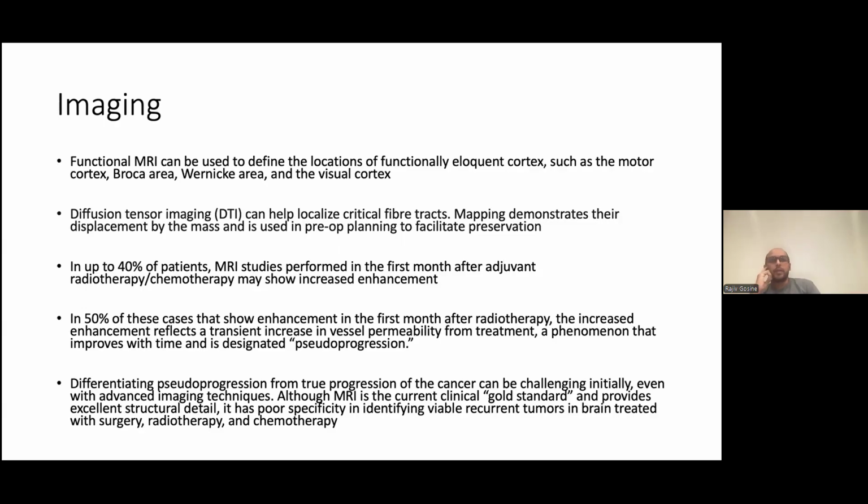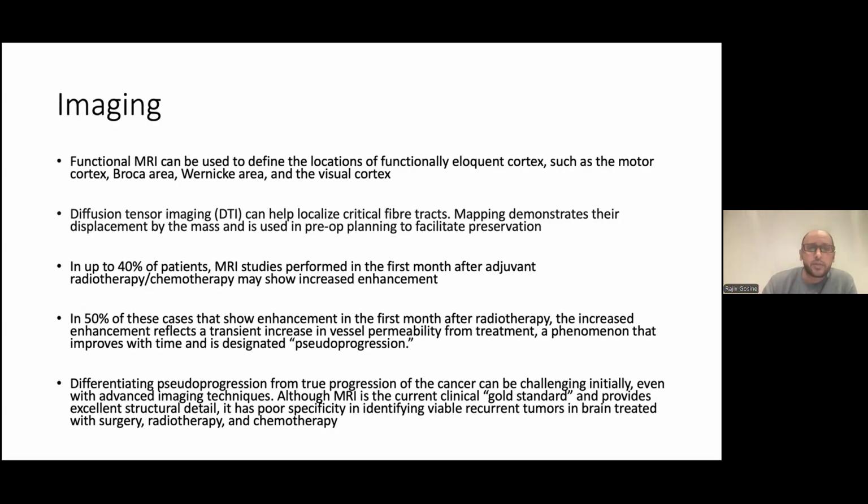Functional MRI can be used to define the locations of functionally eloquent cortex, such as the motor cortex, Broca's area, Wernicke's, and the visual cortex. And this is extremely important in terms of preoperative planning. Diffusion tensor imaging, or DTI, can help localize critical fiber tracts. And their mapping demonstrates the displacement by the mass and is used also in preoperative planning to facilitate preservation of these tracts at surgery.